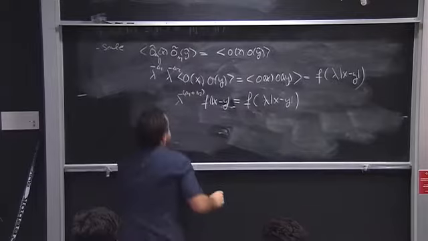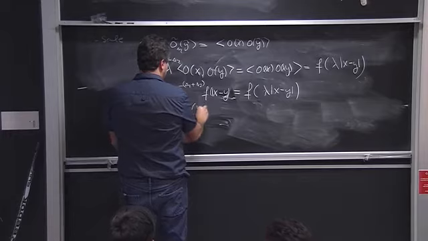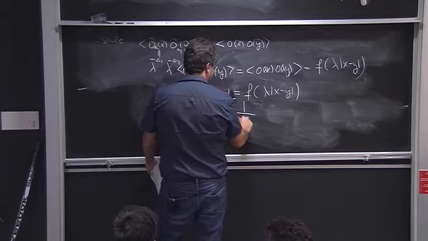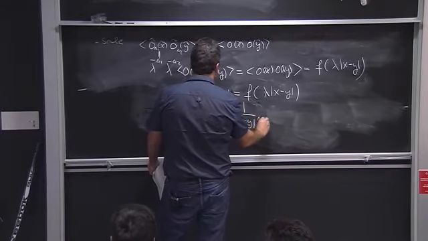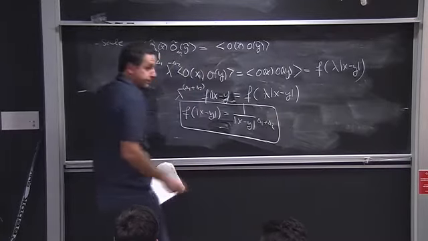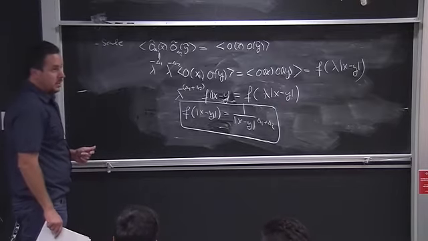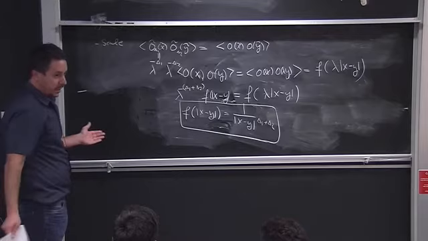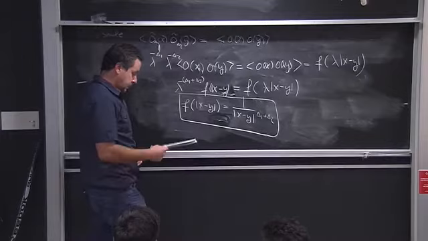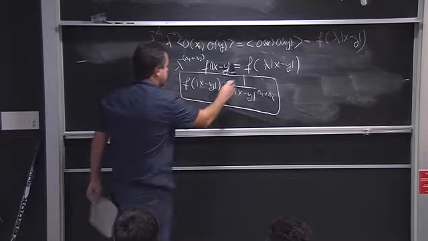Okay? What does it imply? It tells us that f(x minus y) has to be 1 over |x minus y| to the delta 1 plus delta 2. And this is what we expected. There is no length scale in the problem, so the only thing the correlators can have is some power law behavior. Do you need a constant in the numerator? Of course, yeah.